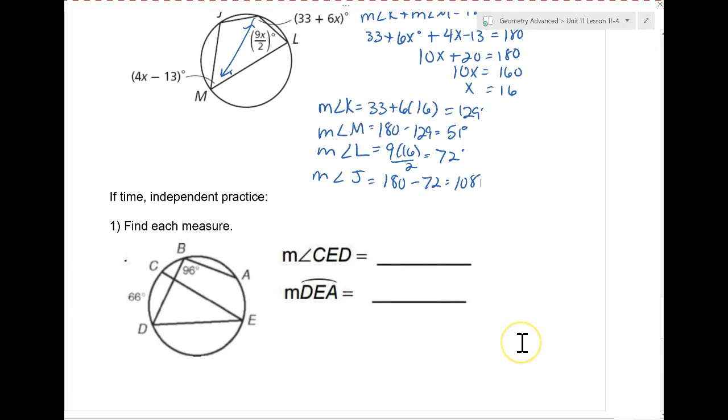Okay, we actually have a little bit of time, so you guys go ahead and do this one real quick. It says find each measure using that funky diagram. Okay, so we have our circle. I'm asking you to find the measure of angle CED and the measure of angle DEA. It shouldn't be bad, it's just a quick review at the beginning of the lesson, and then we can keep practicing the ones below here.